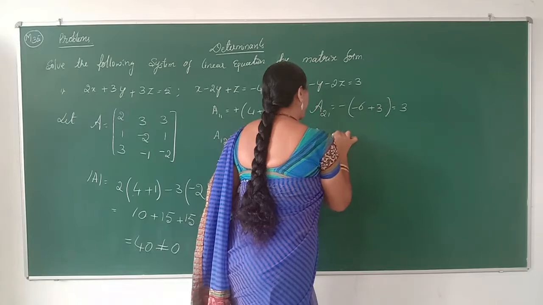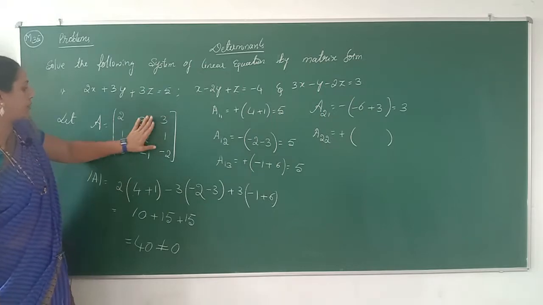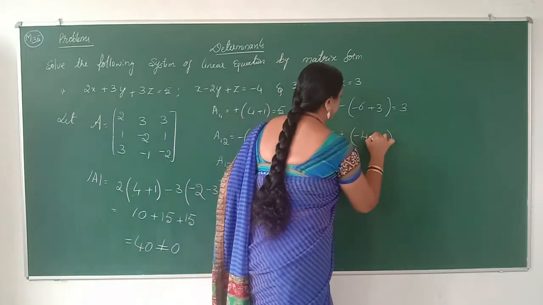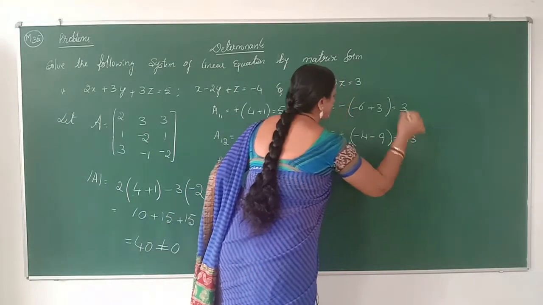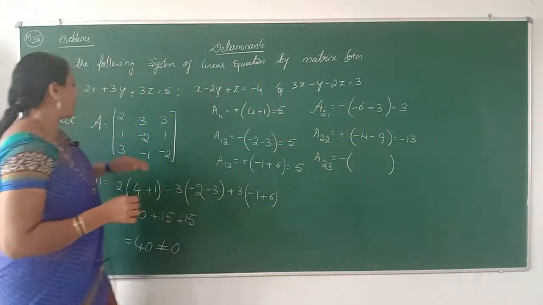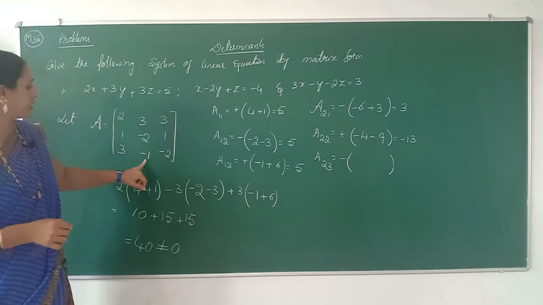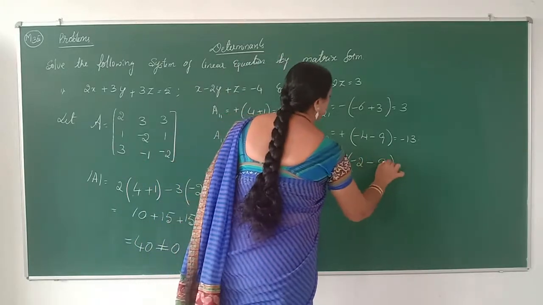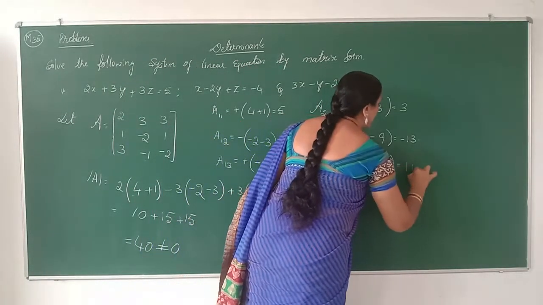Then A22 is multiplied by plus, and it is the element of second row, second column, and these are neglected. The remaining are minus 4 minus 9, which is minus 13. Into plus is also minus 13. Then A23 is multiplied by minus, and it is the element of second row, third column, and these are neglected. The remaining are multiplied: 2 into minus 1 is minus 2, minus 3 into 3 is minus 9. So minus 2 minus 9 is minus 11. Minus into minus is plus 11.